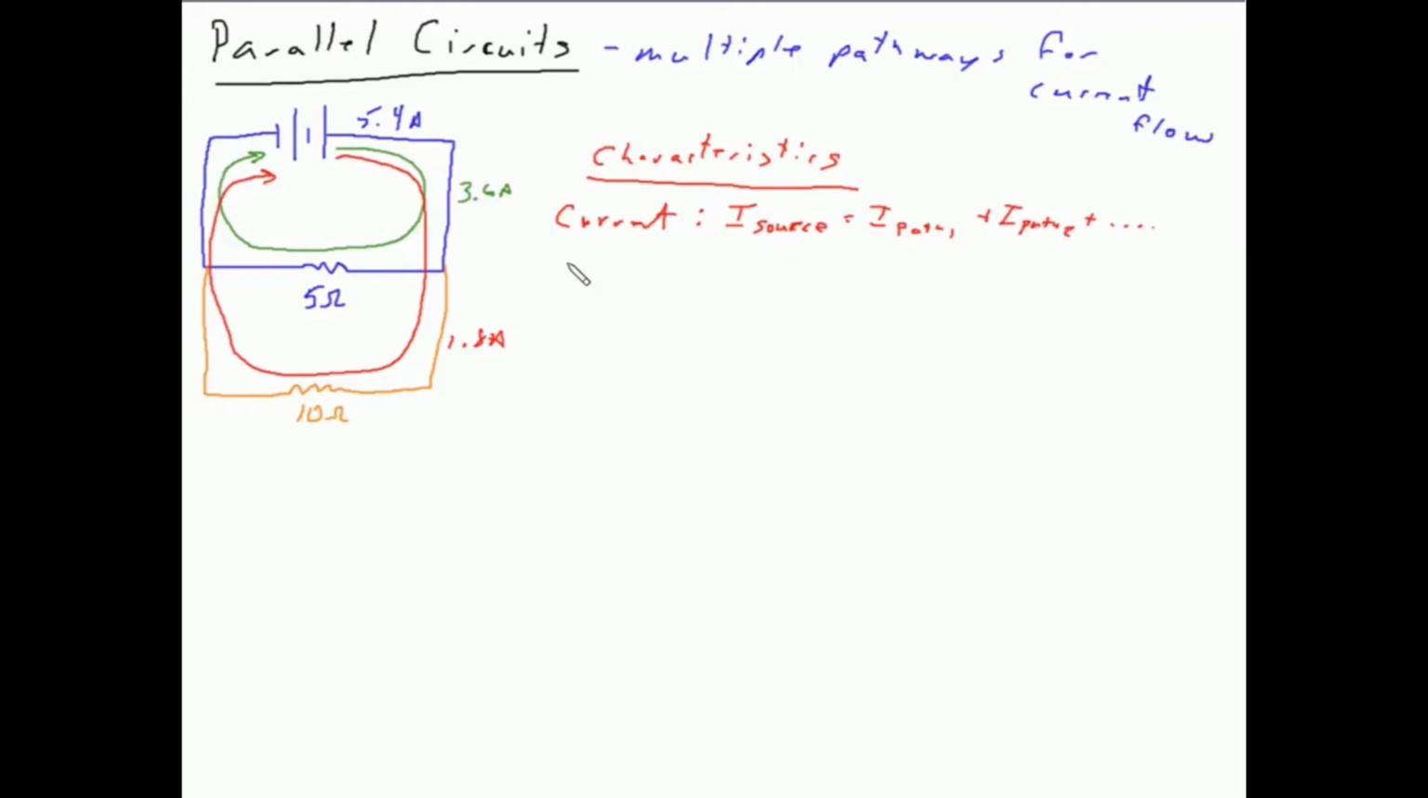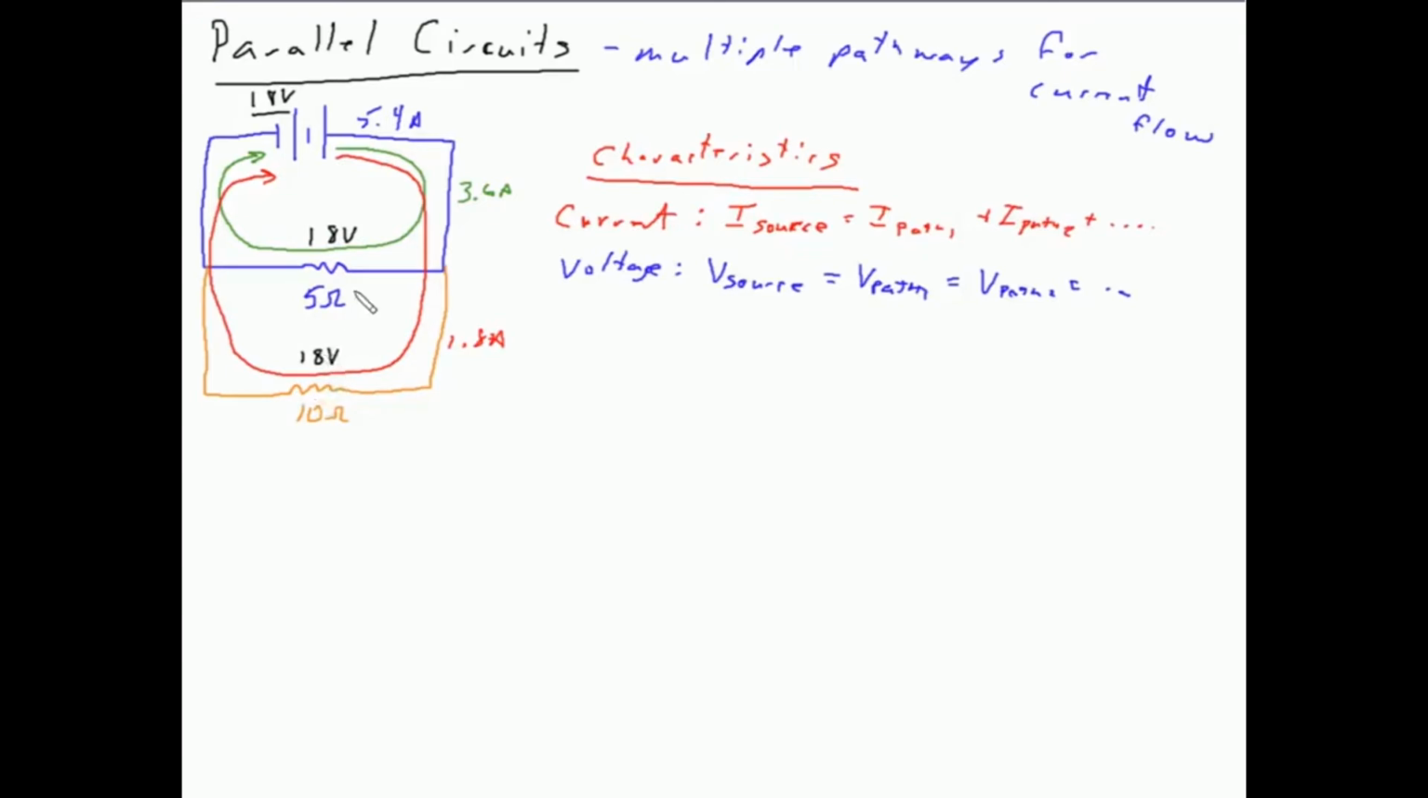Next, we want to look at the voltage. With the voltage, essentially the source voltage is going to be the voltage you're going to find in each path. So the voltage in path 1 equals the voltage in path 2, and so on. In this lab, we had an 18 volt source, and you should have measured approximately 18 volts here and another 18 volts here.